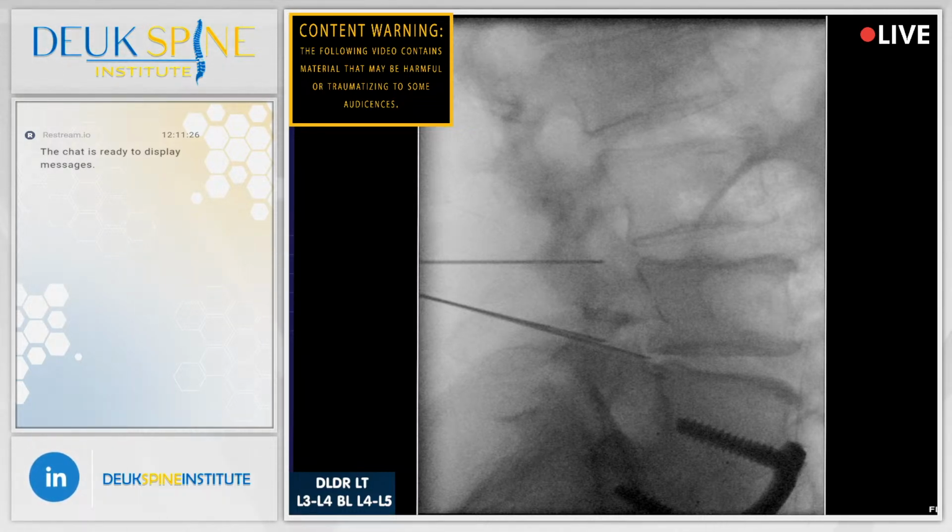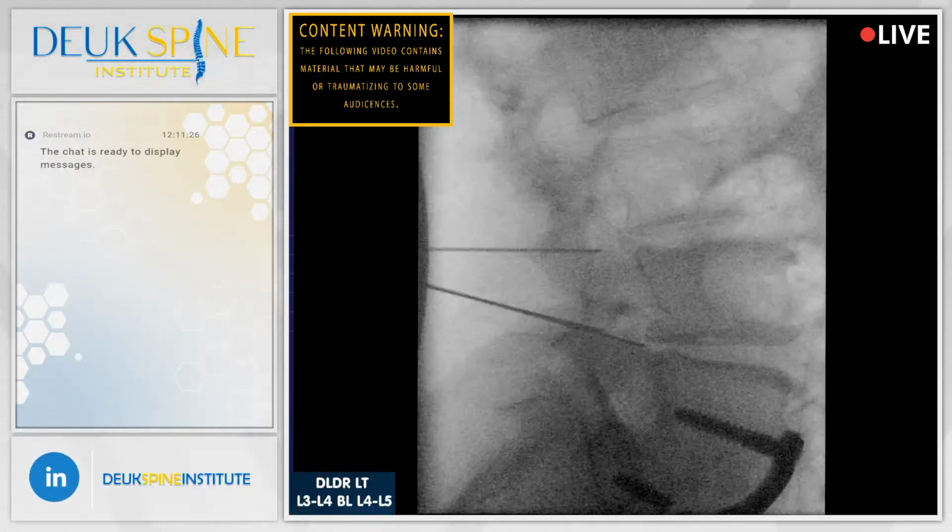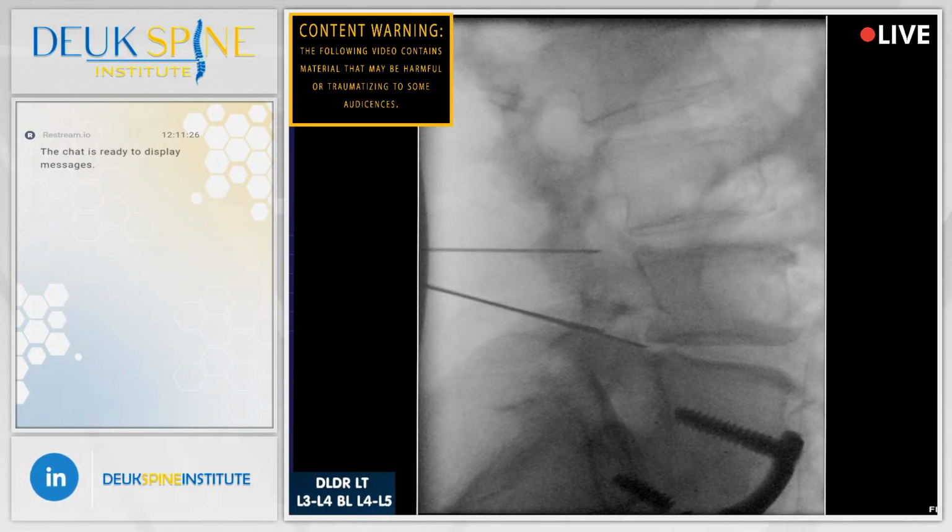The x-ray looks good. Let's go with an AP view. So I'm just entering the foramen once again at L3-4. So I want to check and make sure that we're nowhere near his nerve root on the x-ray. And it's looking really pretty good. So we're just below the disc. How you feeling? All right. You awake?